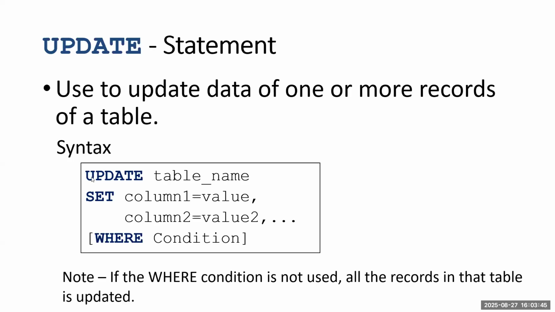So this is the syntax: update, table name, set, column name, the new value for that column, comma separated. You can update any number of fields in the same update statement. And optionally, you can have a where condition. If you don't have the where condition, all the records will be updated. So therefore, almost all the time we will be using the where condition. Otherwise, if you have 100 records in the table, all 100 records are updated. Okay.